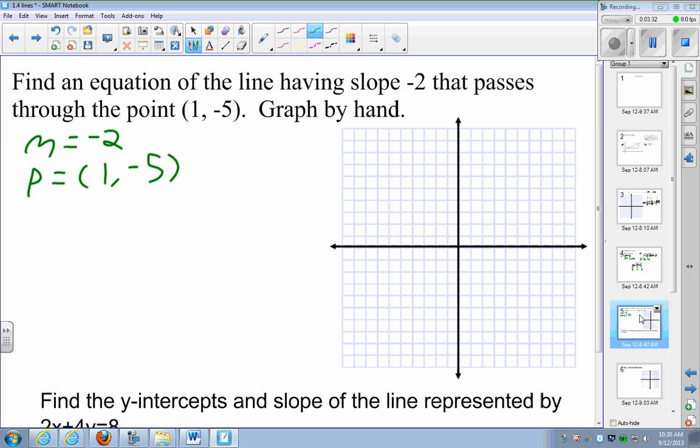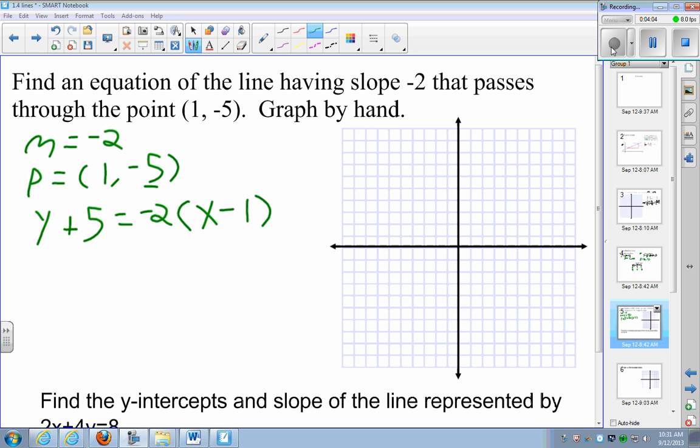Okay, so we'll have y minus y1, which is here going to be -5, so we'll change this to +5, is equal to m, and our m is going to be -2, times x minus x1, which is just going to be 1. All right, so now we have put it into our equation form. But now we still need to graph it by hand.